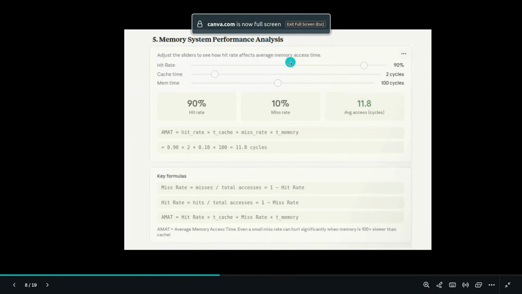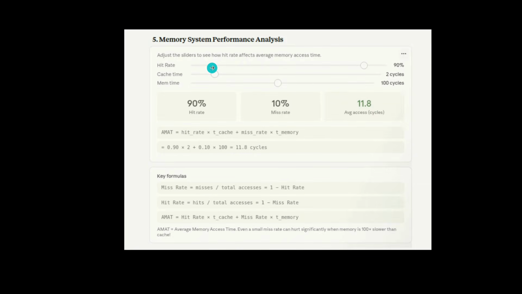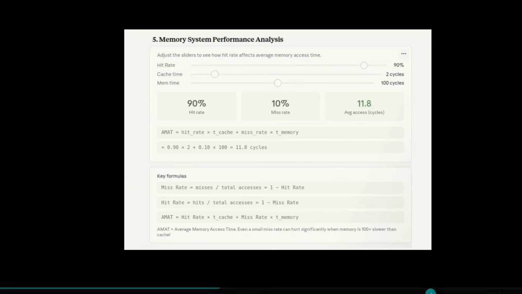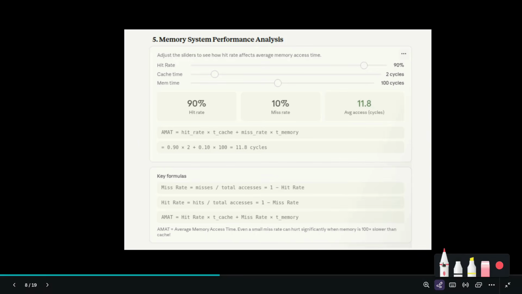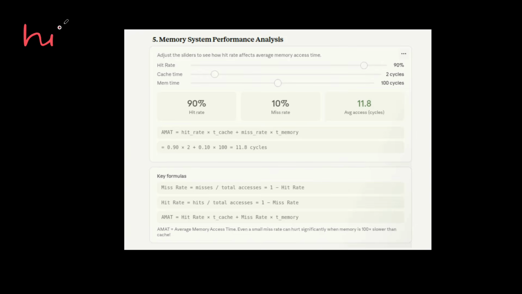So here we are going to learn the memory system performance. Memory system performance means we are calculating the memory access time. That is, performance depends on how fast the processor can access the memory. So if I wanted to write the formula of memory access time in terms of hit rate and miss rate, what is hit rate and miss rate?